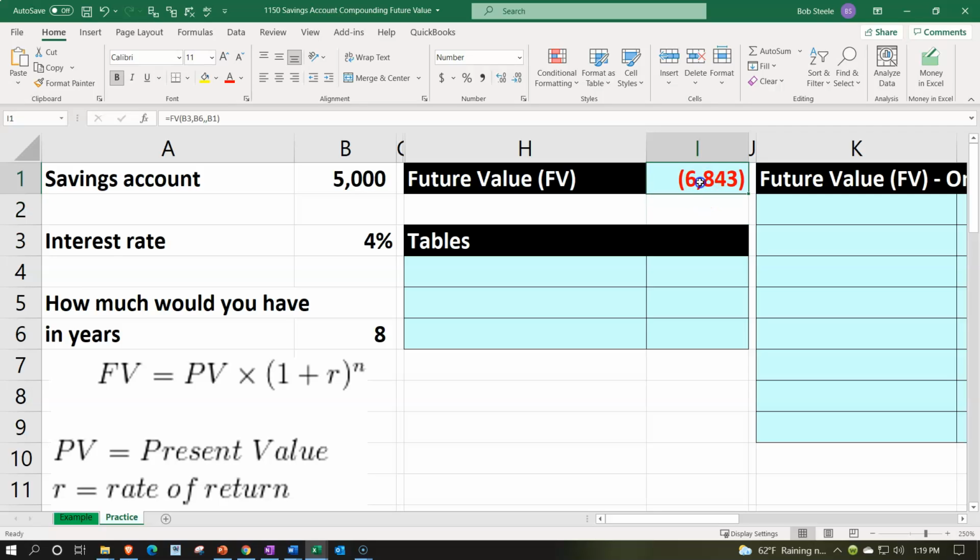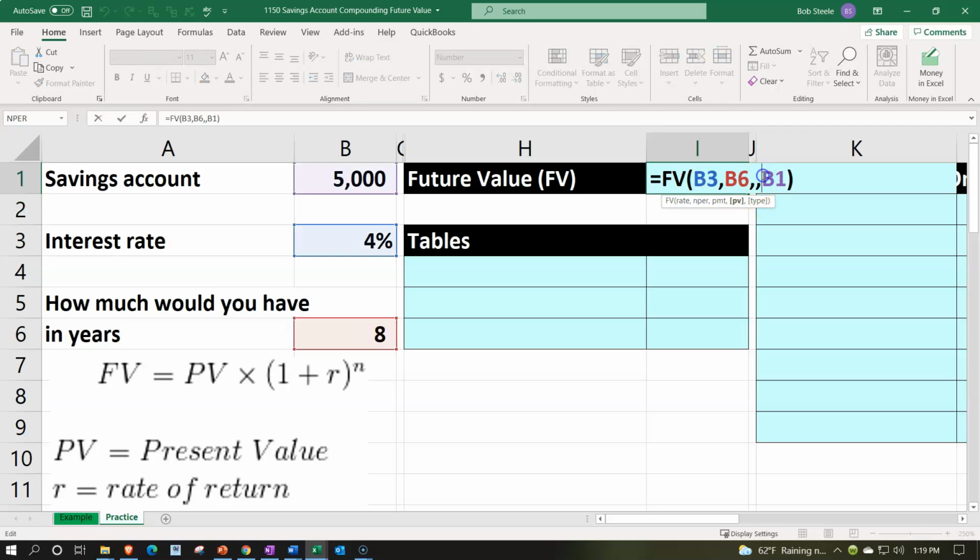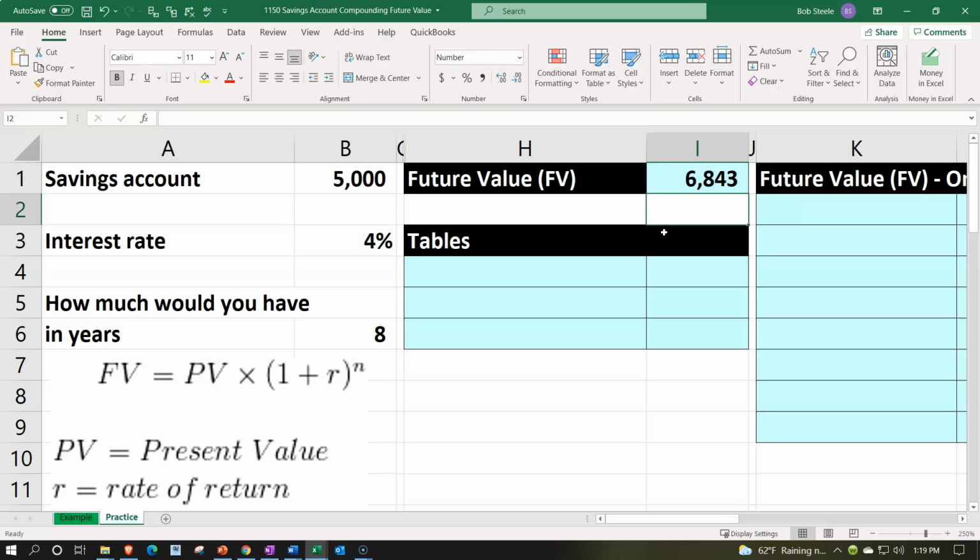So let's double click on it. We could put a negative in front of the present value here, or we can put a negative in front of the F, which I like to do, which probably isn't as proper, but it flips the sign of the entire function like so, and I think it's easier to do personally.